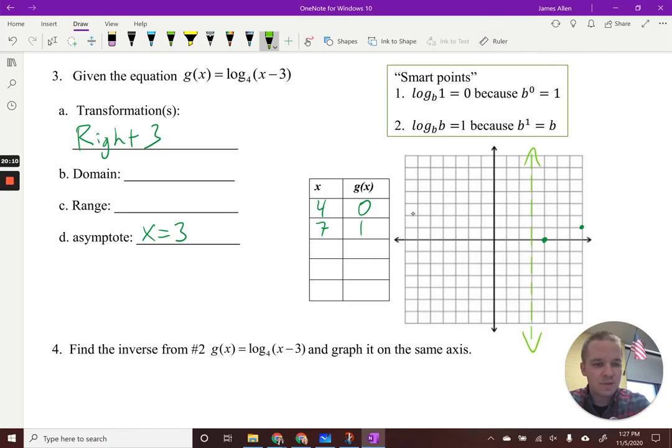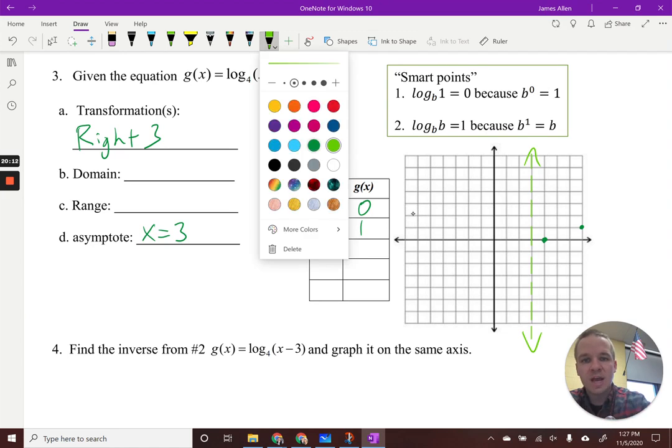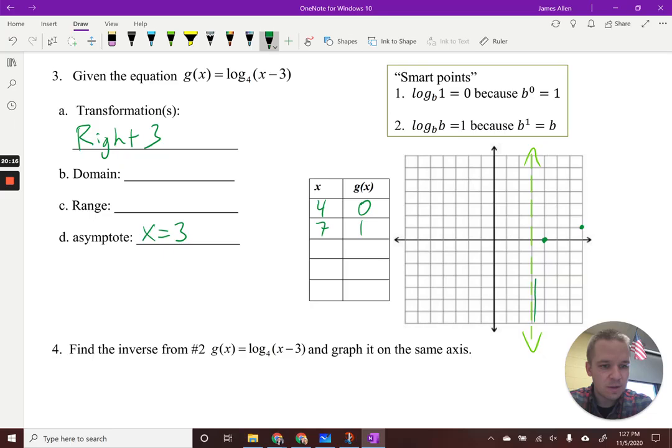And now I can start to see my graph take shape. I know the general behavior of a log function is going to follow that asymptote. So I'm going to have something like that. Gets really close to the asymptote, infinitely closer, but never quite touches it. Has that nice curved aspect to it.